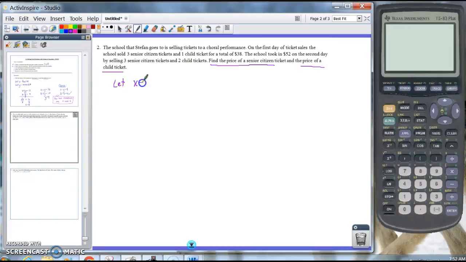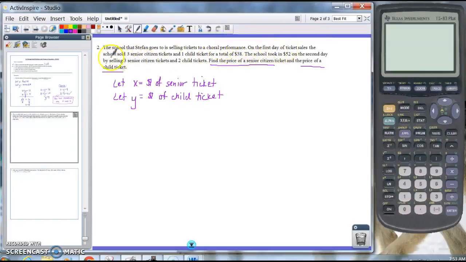So let X equal the price of a senior ticket, and I will say let Y equal the price of a child ticket. So I know now at least what each variable represents. So now I'm going to go back to the information in the problem.